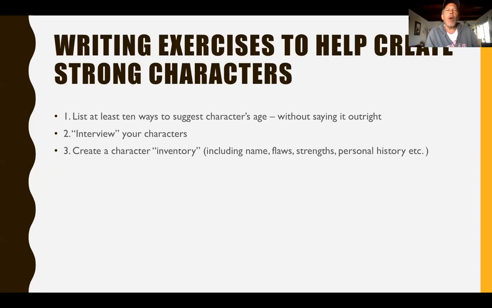Next, a couple of writing exercises to help you create strong characters. Take a character from one of your stories, not you, but somebody else, and list at least 10 ways to suggest what that character's age is without saying the number. It might be what they're wearing. It might be a book they're reading. It might be a piece of music they're listening to. It might be a concert they went to.